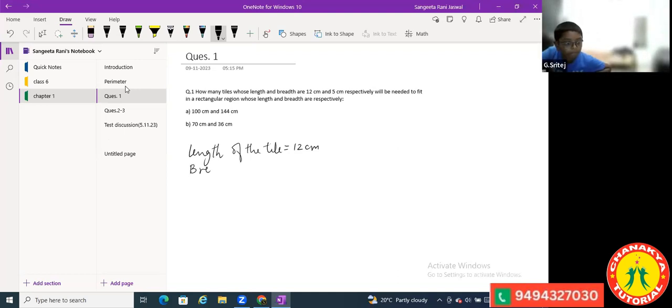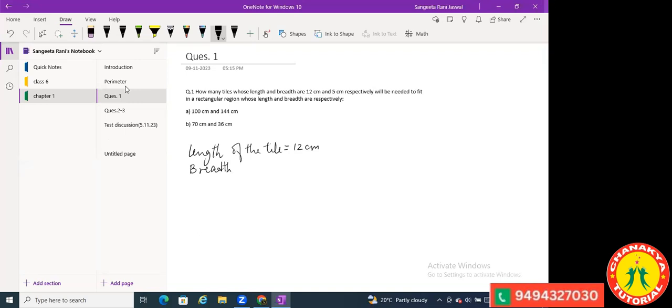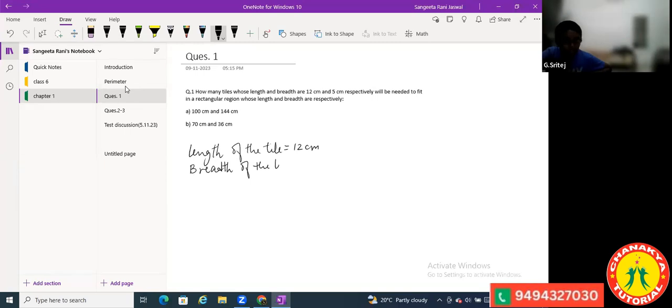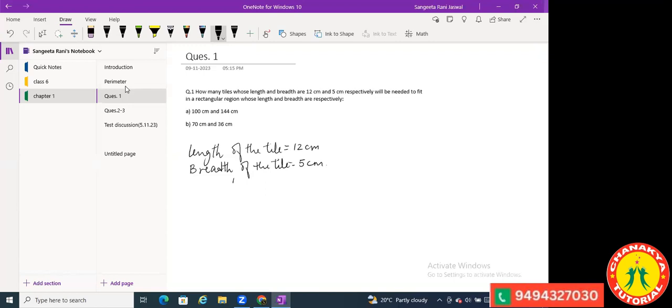Okay, now you tell me what is the area of the tile? Ma'am, it's length into breadth. So it's 12 into 5, which is 60 centimeters square. Yes, 60 centimeters square. Okay. Be awake, don't sleep. So the area of the tile we have got is 60 centimeters square.